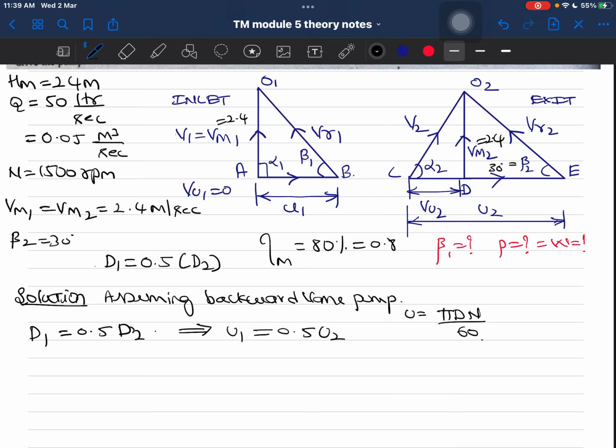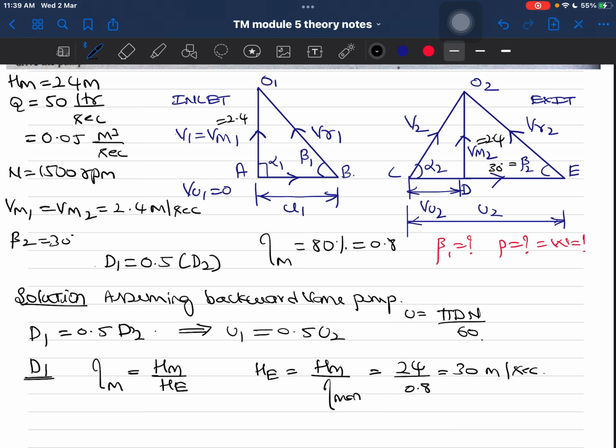And how to find out U2? You can use the manometric efficiency. Manometric efficiency is manometric head divided by Euler's head, so Euler's head is equal to manometric head divided by manometric efficiency. That is equal to 24 divided by 0.8, that is equal to 30 meters. This is meters, not meters per second. It is the Euler's head.